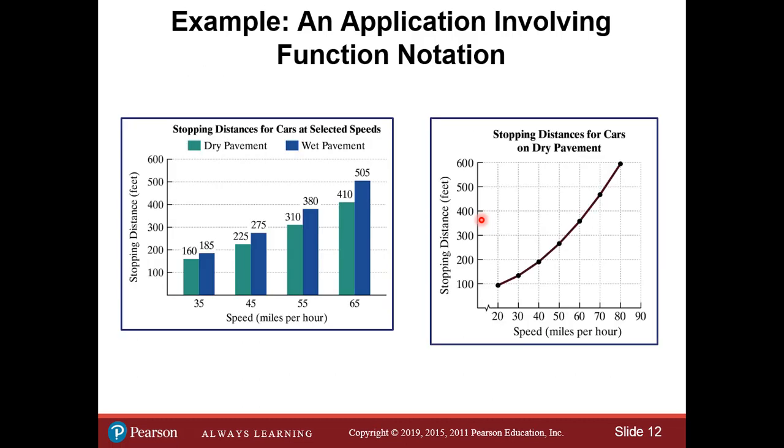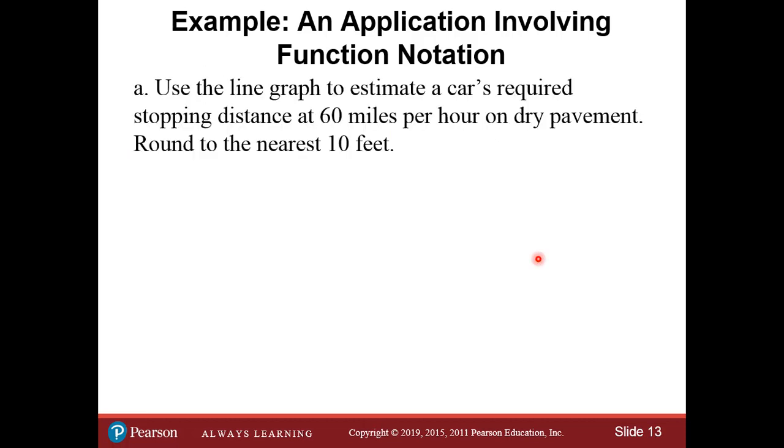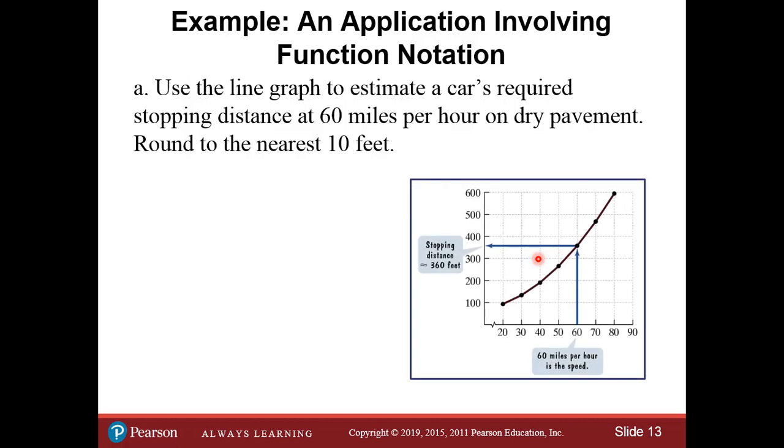So if we go back, here's 60 miles per hour. If we go up here to the line, how many feet is that? Well, if we want to estimate this, I'd say 360 feet. We're a little bit past halfway. I'd say 360 feet, that would be my guess to the nearest 10 feet. So at 60 miles per hour, based on this graph, you should allow 360 feet stopping distance.